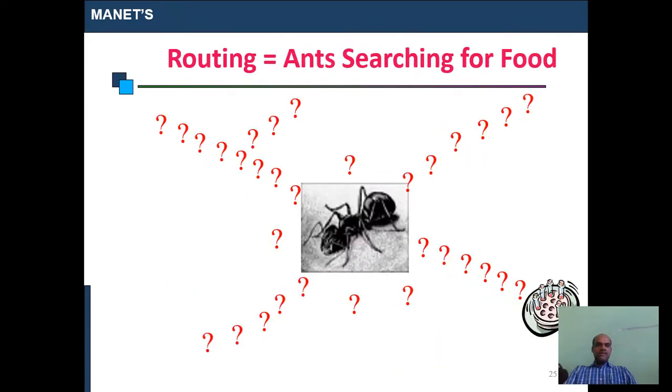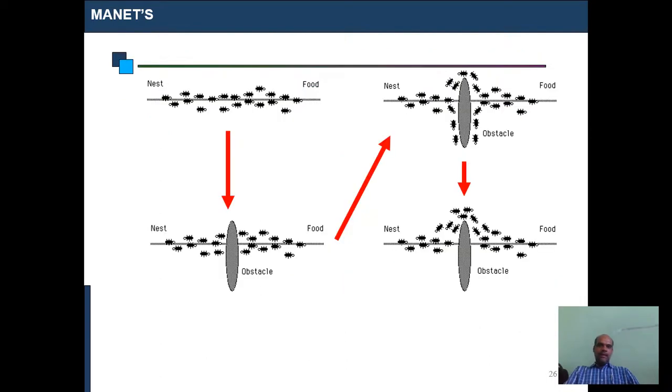Okay, so next, ants searching for food. Let us assume one ant is searching for food. In this case, that ant has several routes to reach that particular destination. To explain mobile ad hoc networks in more detail, I have taken this example. The ant has multiple directions to search.